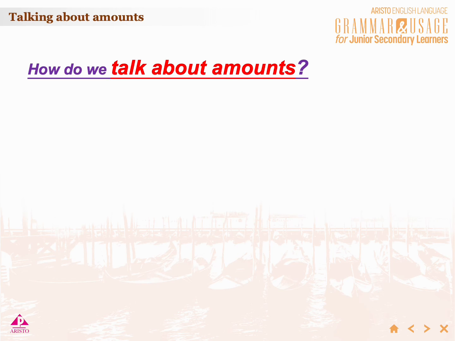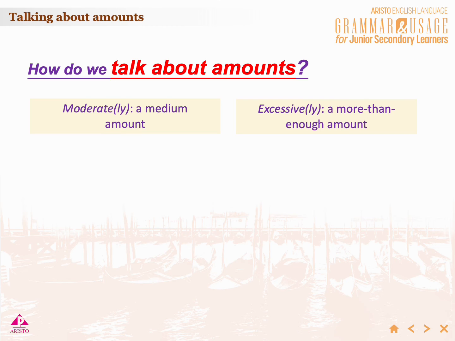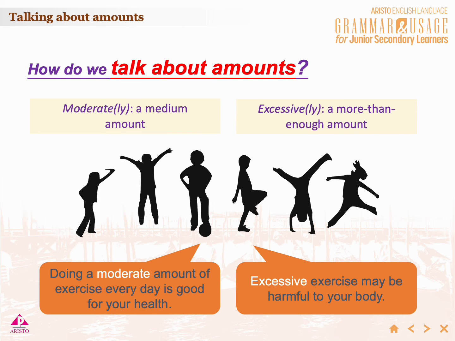Finally, we can use certain adjectives and adverbs to describe amounts. We can use moderate and excessive to describe medium and more than enough amounts, respectively. Here are two examples. Doing a moderate amount of exercise every day is good for your health, and excessive exercise may be harmful to your body.